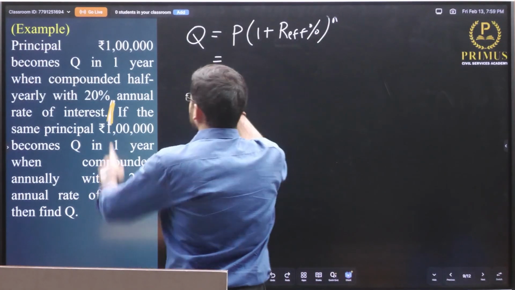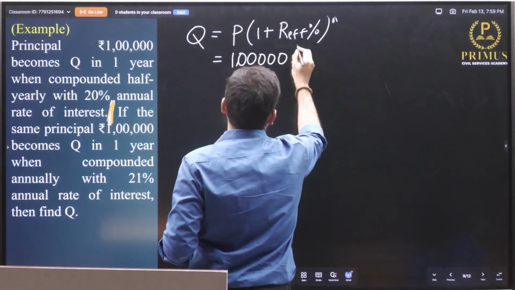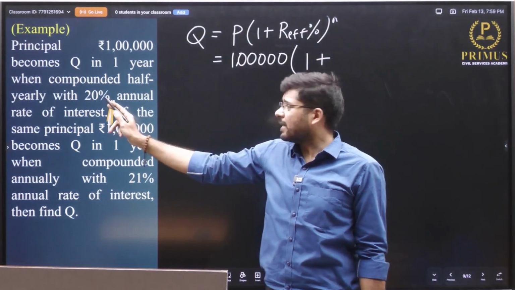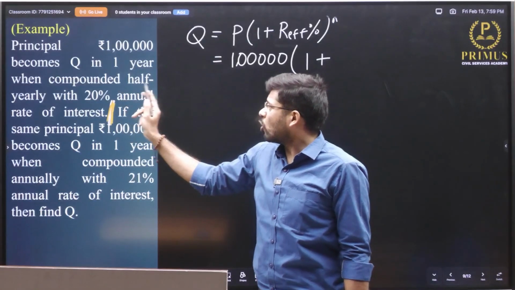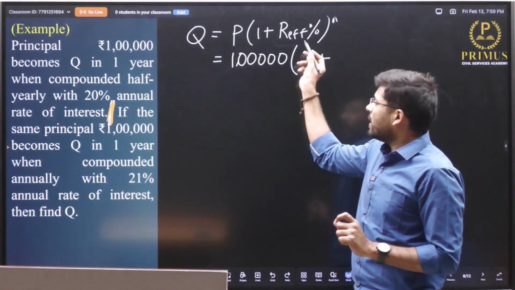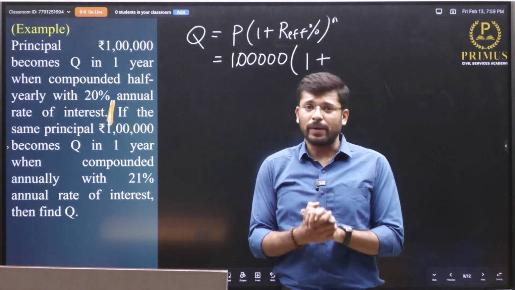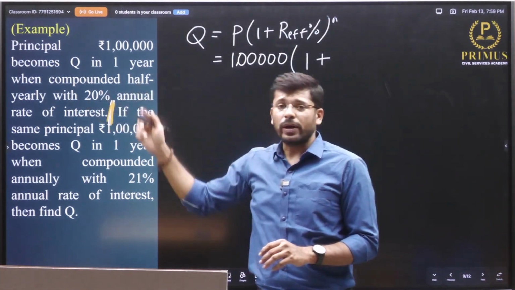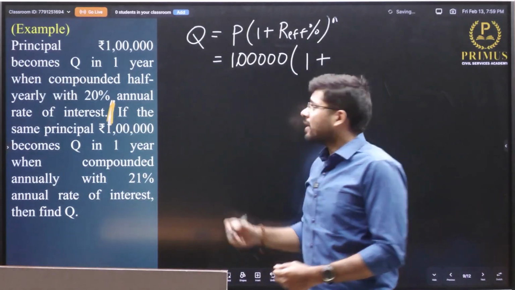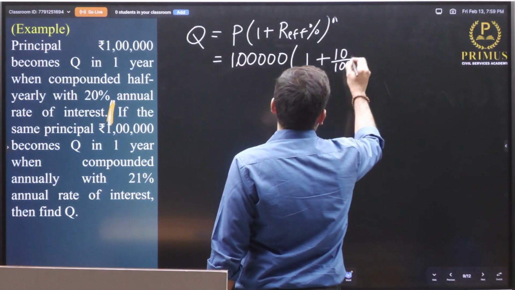So in this case, the principal is 1 lakh rupees. 1 plus, now 20% is R and the compounding is occurring half yearly. So R effective will be 20 divided by the number of compoundings that happen per year. So it is half yearly compounding. So compoundings will happen 2 times in a year. So 20 divided by 2, this will be 10%. And 10% is nothing but 10 by 100.